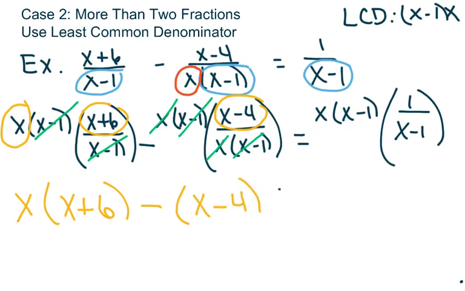And then look at that last fraction. They both have x minus 1, so top and bottom. And I'm going to circle what's left. We got an x and a 1 left. And you know that x times 1 is just x.